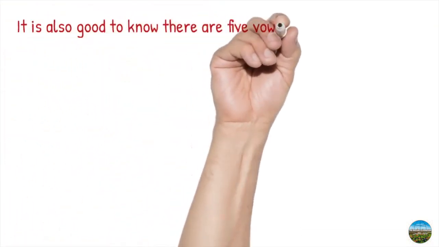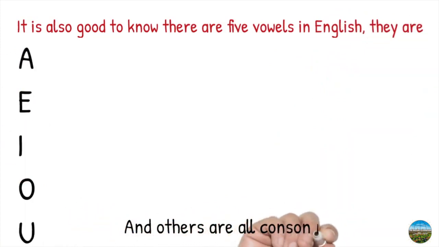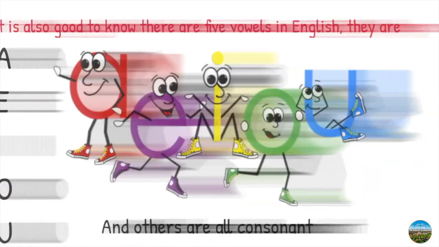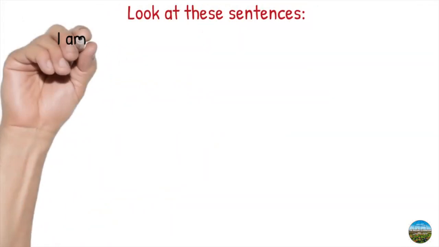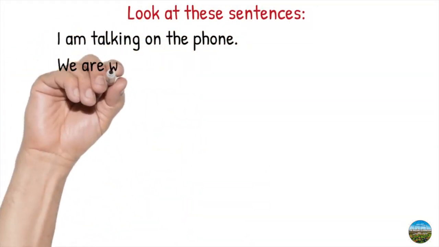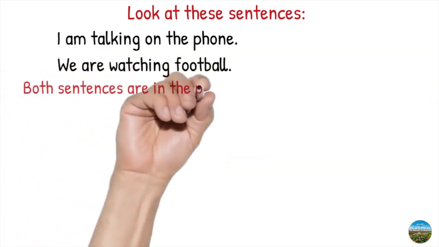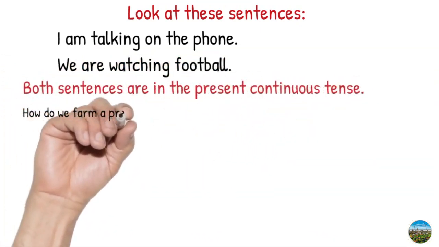It is also good to know there are 5 vowels in English. They are A, E, I, O, U, and the others are all consonants. Let's get started. Look at these sentences. I'm talking on the phone. We are watching football. Both sentences are in the present continuous tense.